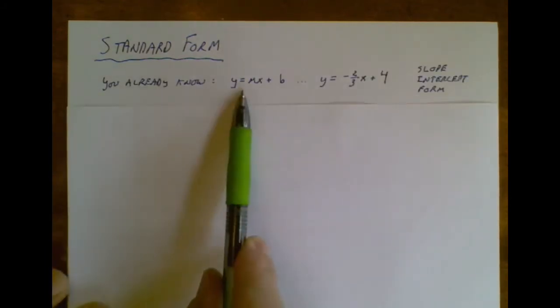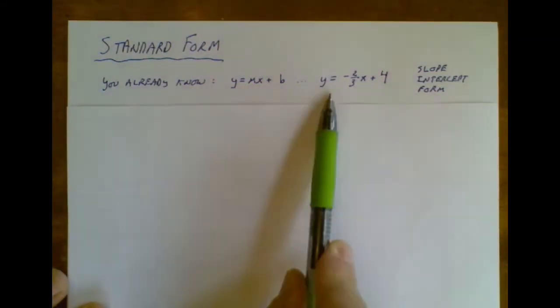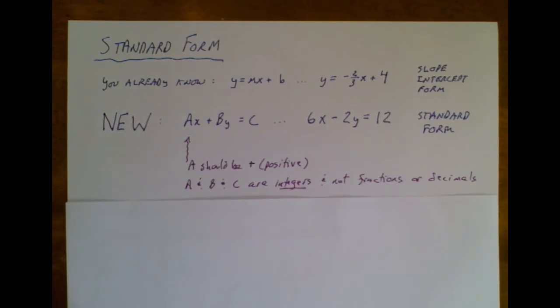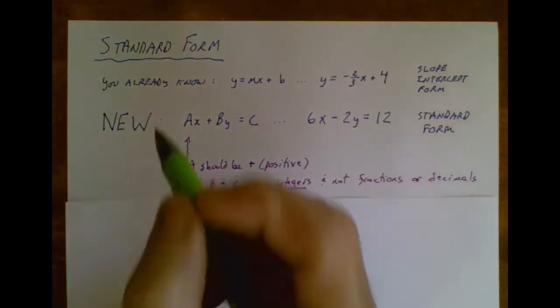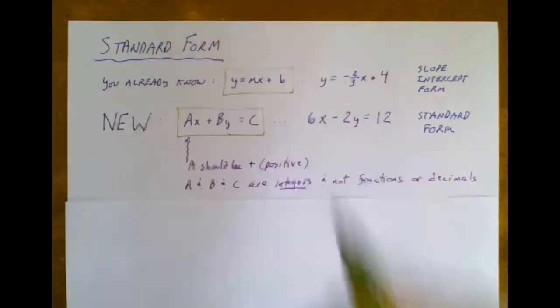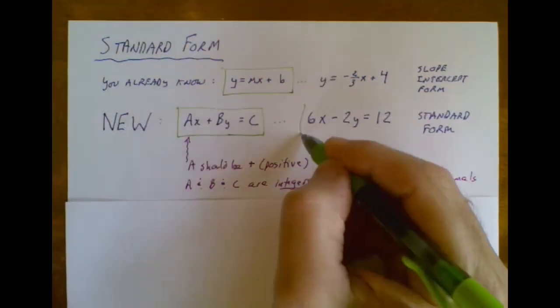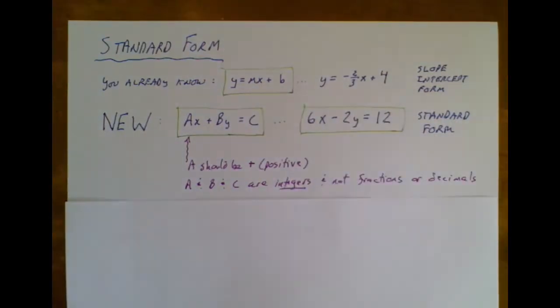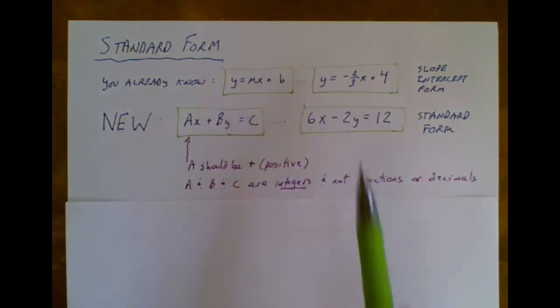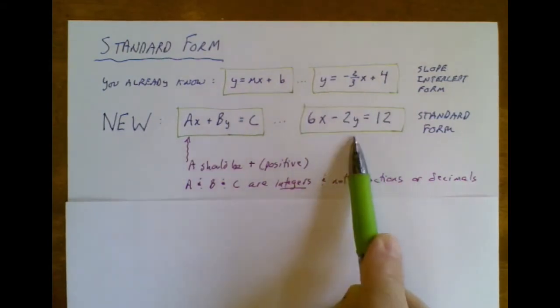Of course, you already know y equals mx plus b slope-intercept form. You could graph that thing like a pro. But what we're moving to is this new standard form, and you'll notice that this looks a heck of a lot different than that. In actual equation form, this is solved for y, and this is not.